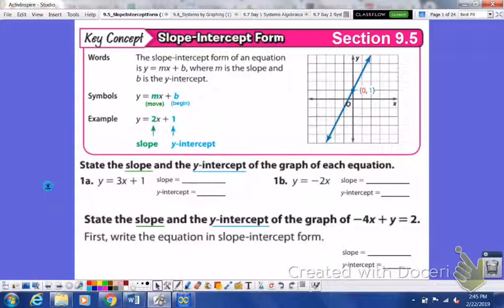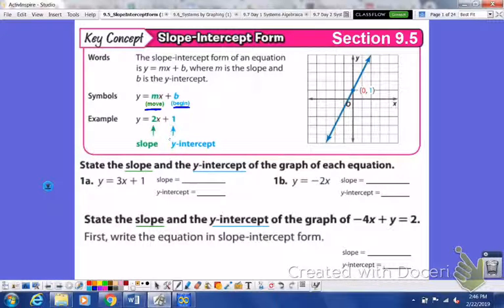If we look here, m tells you how we move, b tells you how we begin. So again, your slope will be telling us how to move when we're graphing. Y-intercept tells us where to begin when we're graphing. So if we jump right into some examples here, state the slope and y-intercept of the graph of each equation.